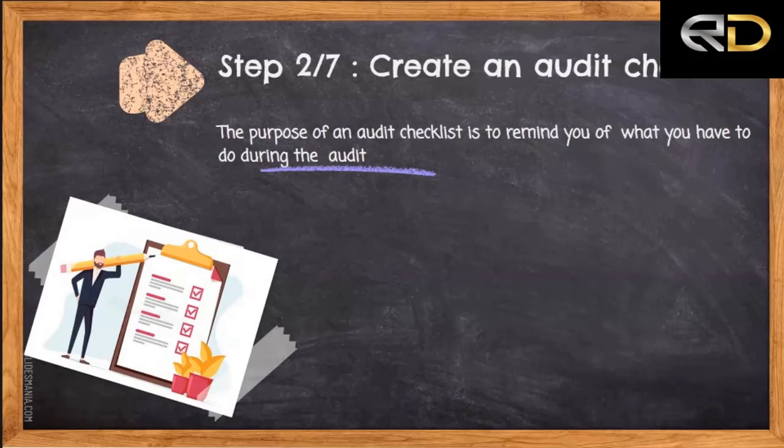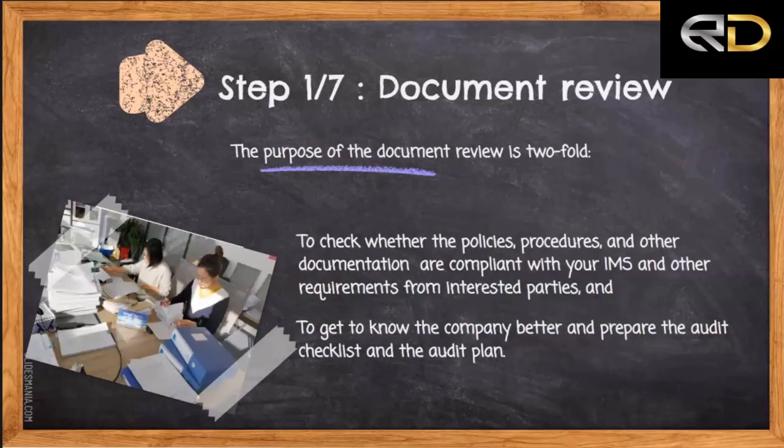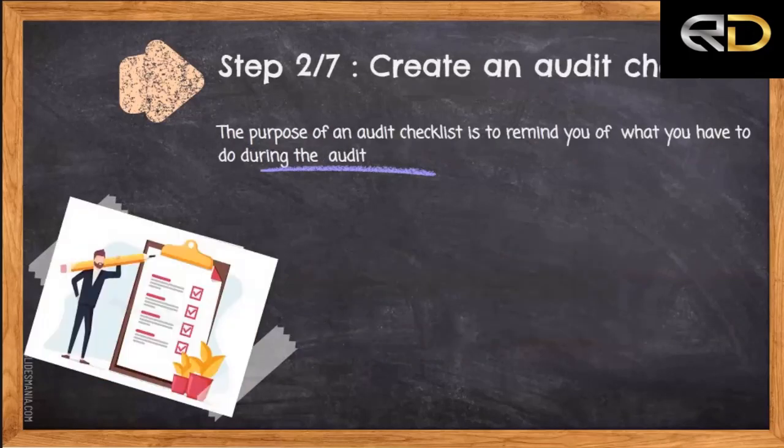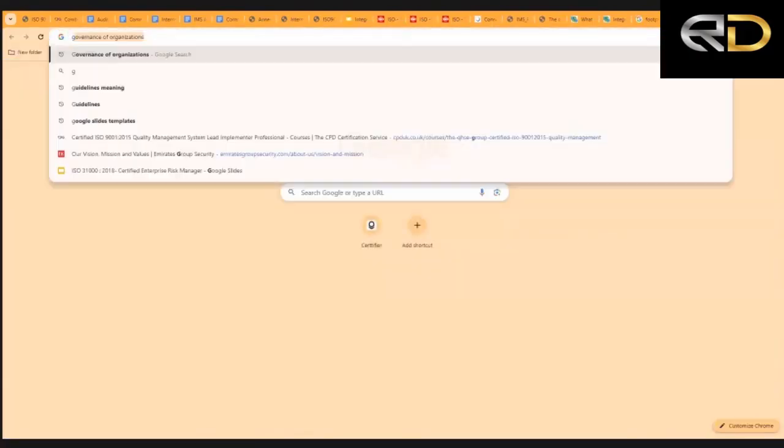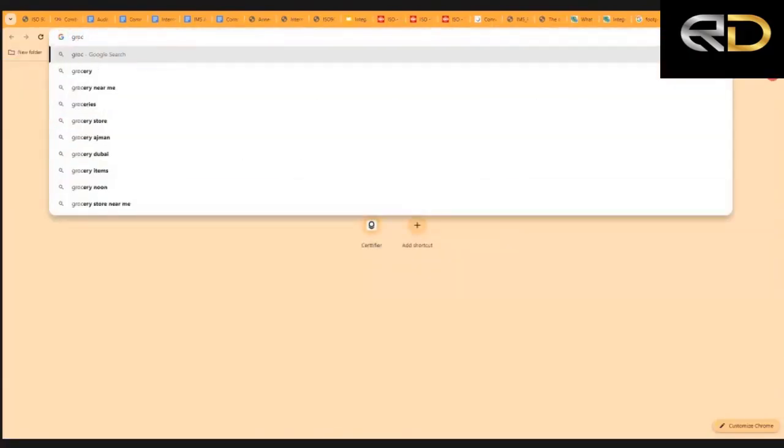So at this point now, after documented information review, I'm now going to show you how we can use results from the documented information review to create an audit checklist. Now, what exactly is an audit checklist? Well, you still remember, let's say you want to do grocery shopping, okay? You can say grocery items. You say grocery checklist, okay, like this.